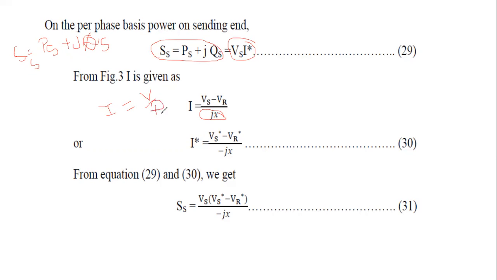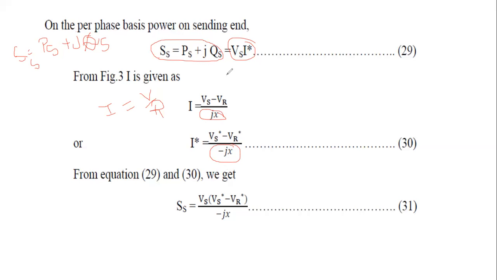From the previous figure, what is the current I? I is equal to Vs minus Vr by jX. Why? Because the resistance value is negligible. That's why we only consider the reactance value, jX. Therefore, we take the conjugate on both sides, that is I conjugate is equal to Vs conjugate minus Vr conjugate. The conjugate of j means we consider it as minus j.